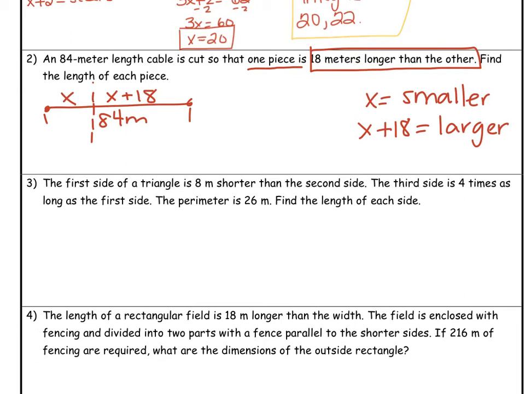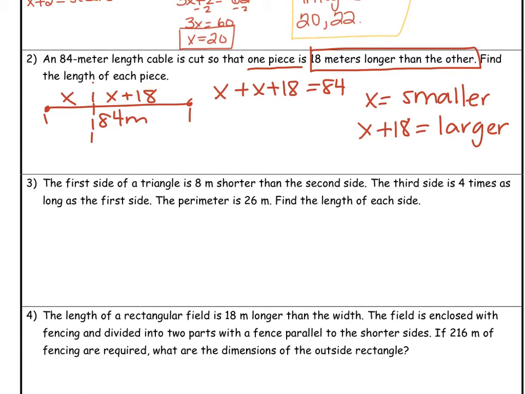So we need to find out the length of each piece of the cable. We know the total of x and x plus 18 has to equal 84 meters, because that's the length of the cable. So if I were you, I would pause right here, solve that equation for x, and then put your answer in a complete sentence. And when you're done, just continue the video and check to see if your answer is correct.